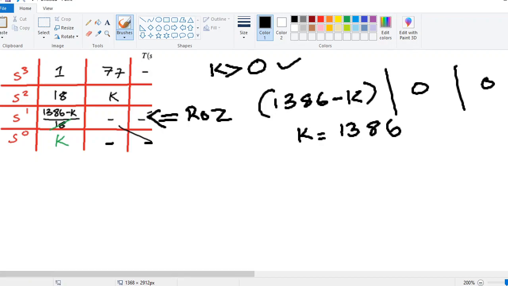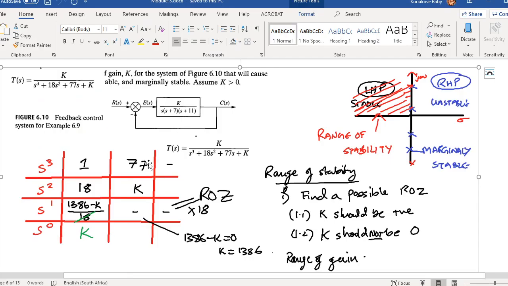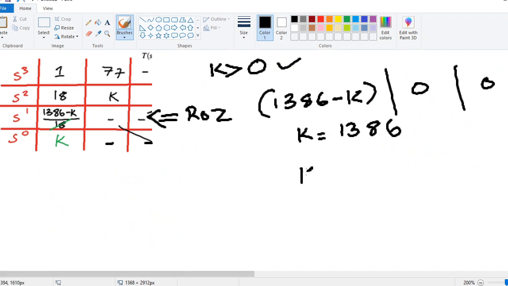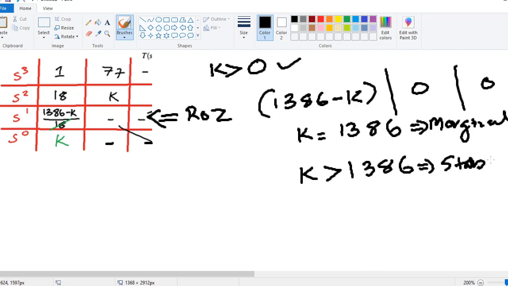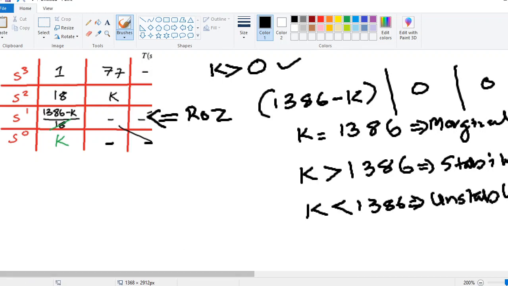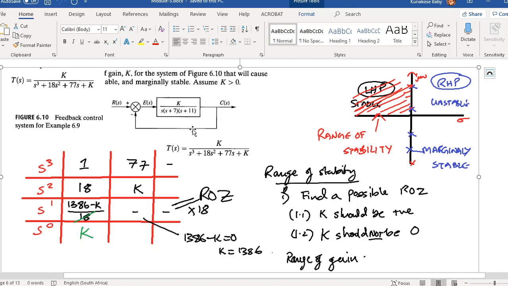So the question here is, what is the value of k that will make the system stable, and the one that will make it marginally stable? So the answer here is as follows. For this system to be stable, k should be greater than or equal to 1386. Because if k is equal to 1386, it means that you have a row of zeros. And if you have a row of zeros, it means that the system is marginally stable. So this is for marginal stability, and this is for stability. And if there is any value of k less than 1386, then you can say that the system is unstable. So this is how we use the Routh Hurwitz criterion to determine the stability of the system.